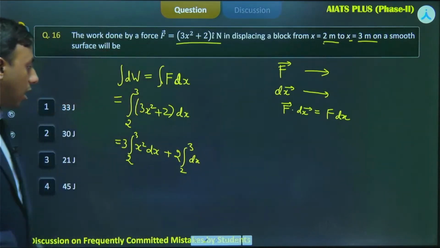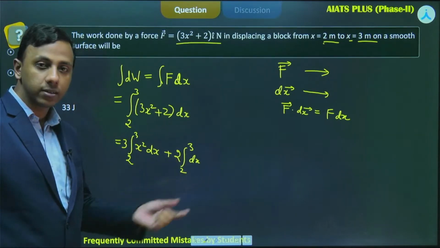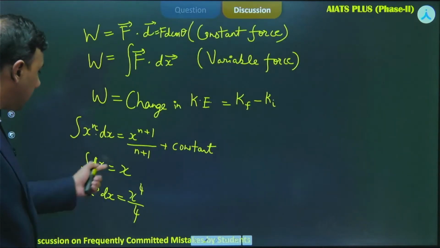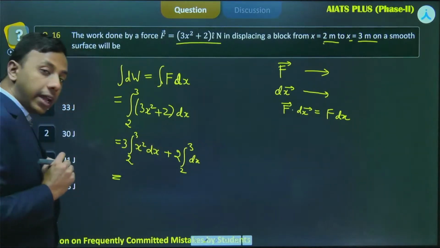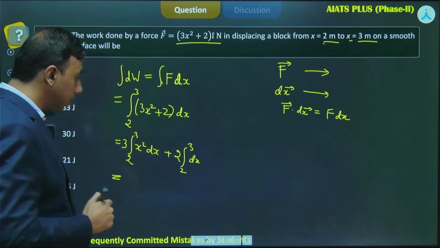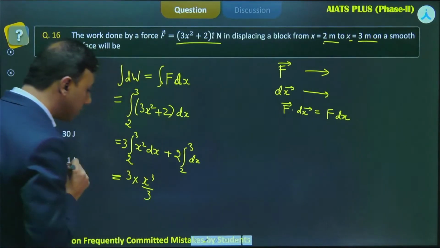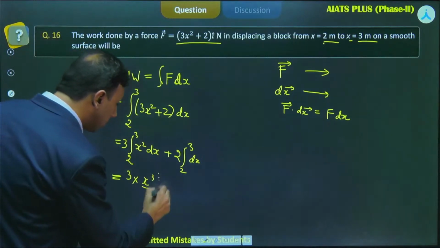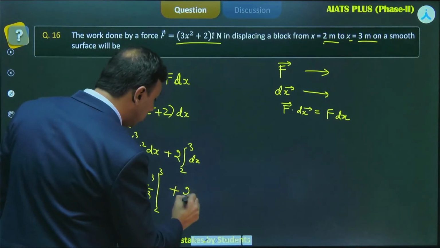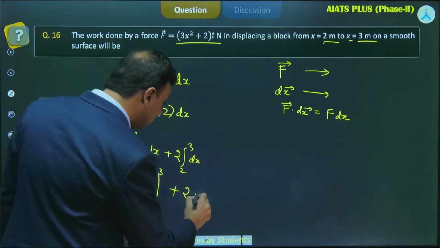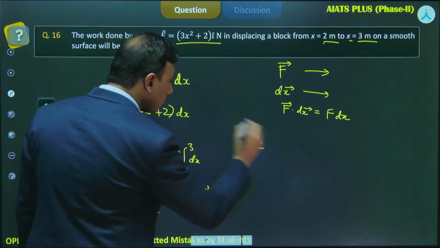Now use the integration formula that we did just now. Integral dx becomes x only. And integral x square dx will become x power 3 by 3. So 3 into x power 3 by 3, and we have to put the limits from 2 to 3, plus 2 times x, with limits from 2 to 3. So that's it, now you have to solve it.